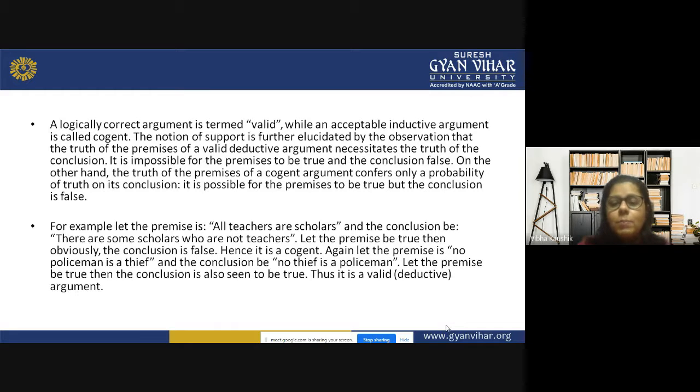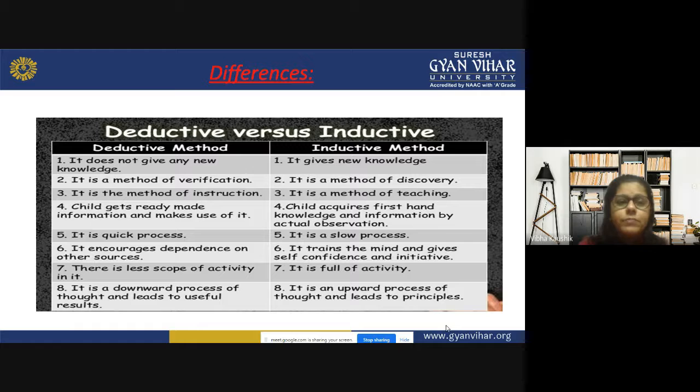Again, let the premise be: no policeman is a thief, and the conclusion be: no thief is a policeman. Let the premise be true, then the conclusion is also seen to be true. If the premise that no policeman is a thief is true, then the conclusion which has been framed can also be true. Thus it's a valid deductive argument.